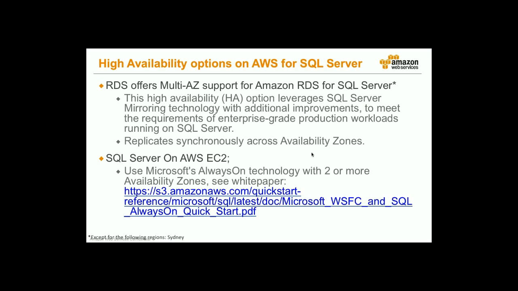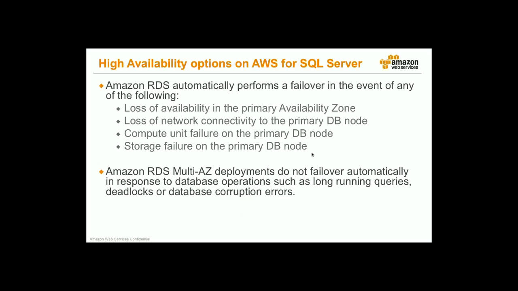So if you look at this white paper, which you can see when you download this presentation later, it'll talk through those different options and talk about using Microsoft's Always On technology for availability. Now, in the case of RDS, we obviously do this for you. In the case of EC2, you would need to manage these scenarios yourself.